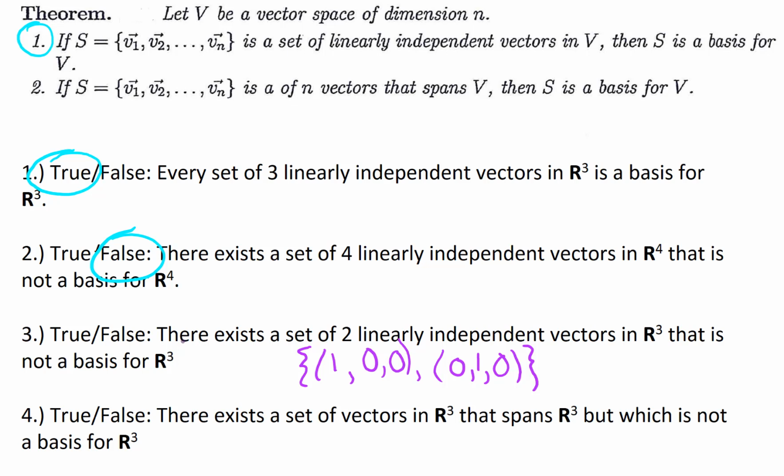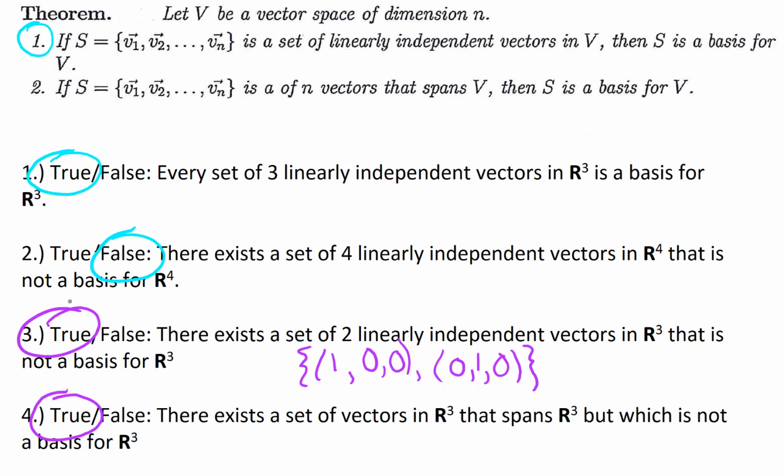So let's go back to our question. There exists a set of 2 linearly independent vectors in R3 that is not a basis for R3. That's true, and there's the example. Number 4. There exists a set of vectors in R3 that spans R3, but which is not a basis for R3. That turns out to be true.